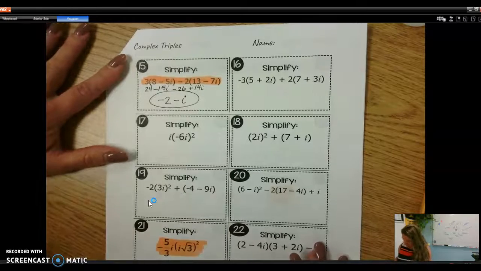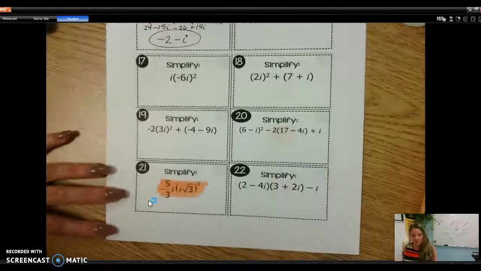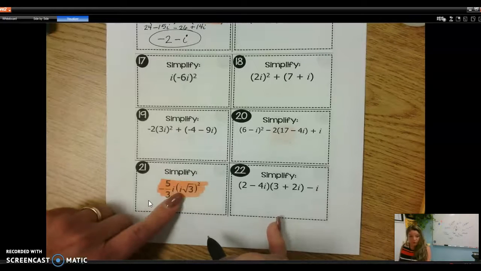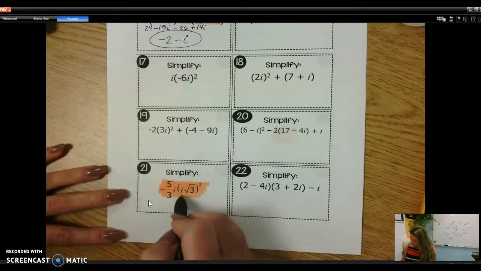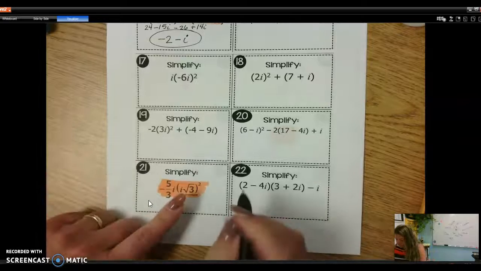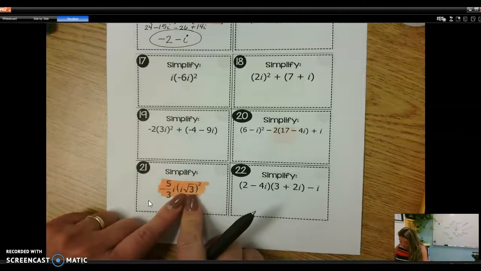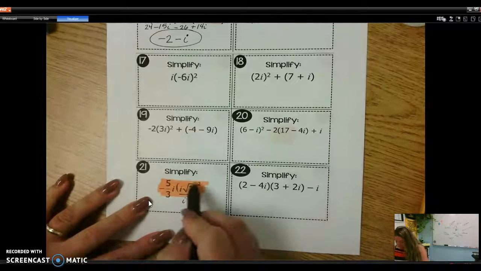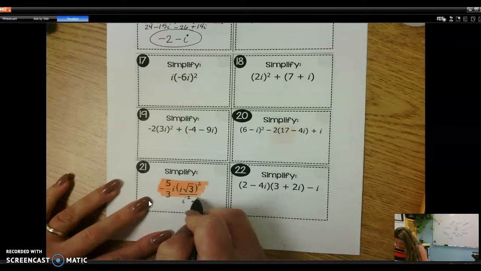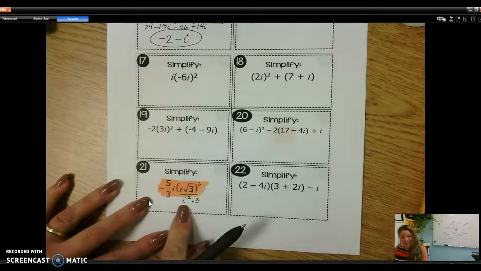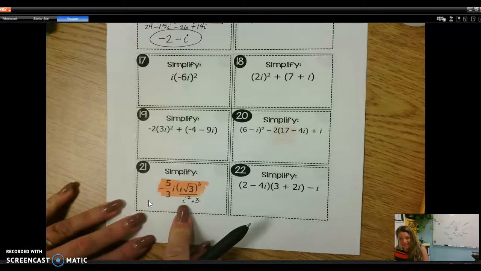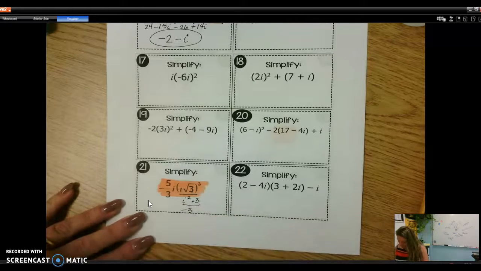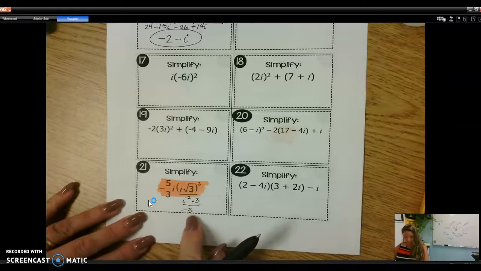Okay. All right, number 21 is a little on the hairy side, but we're going to take care of this squared business first. So let's go do this part first. I know I have to square both of these, and so I'm going to get i squared. The square root of 3 squared is just going to be a 3. Remember, i squared is going to be a negative 1, so all of this becomes a negative 3, right, because negative 1 times 3 is negative 3.